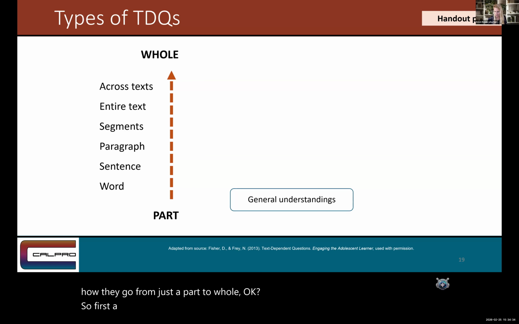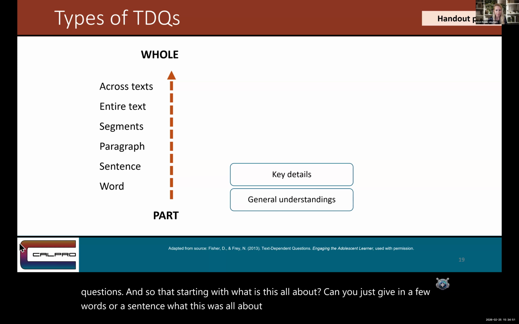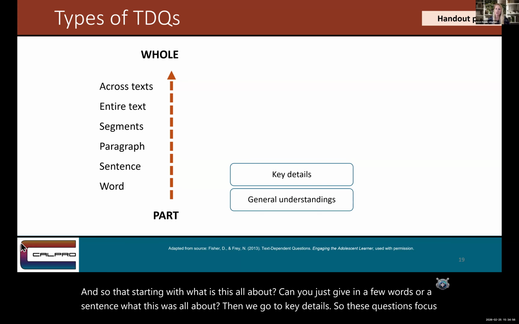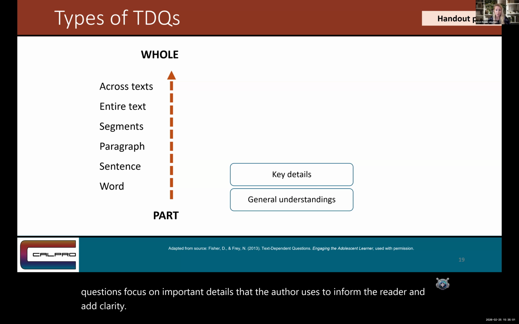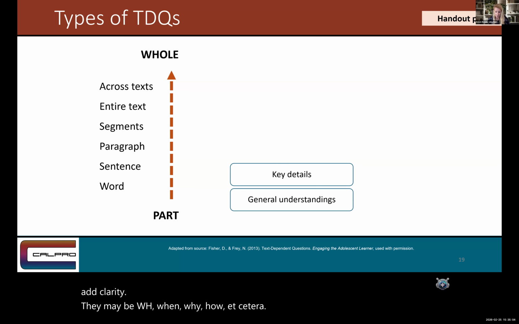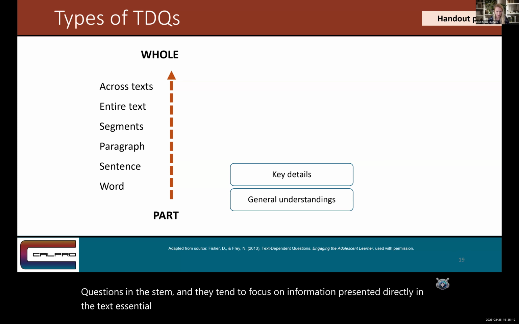So first is general understandings. As you can imagine, that's main idea, gist questions. So that starting with, what is this all about? Can you just give in a few words or a sentence what this was all about? Then we go to key details. So these questions focus on important details that the author uses to inform the reader and add clarity. They may be WH, when, where, why, how, etc. questions in the stem, and they tend to focus on information presented directly in the text, essential to understanding the text, not just trivial information.